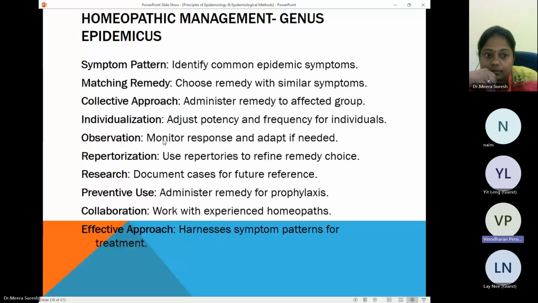The remedy that covers the specific symptoms of the totality of that particular disease, that is able to cure the majority of persons.